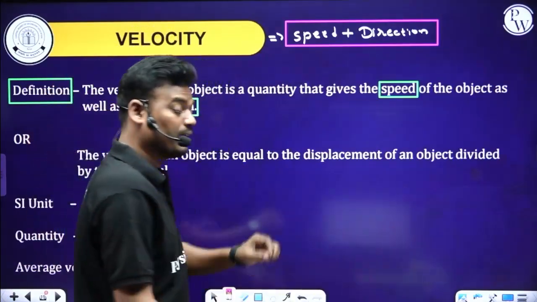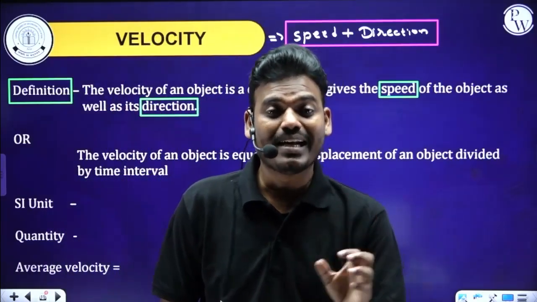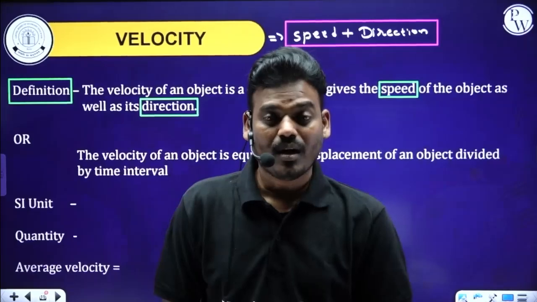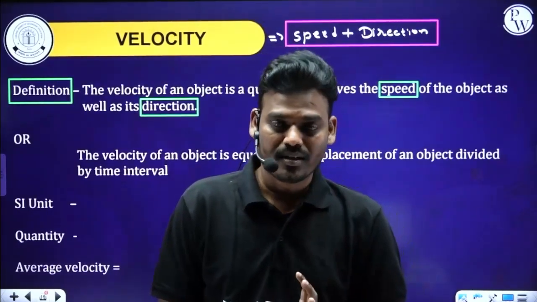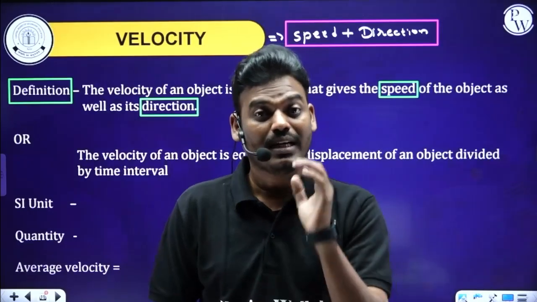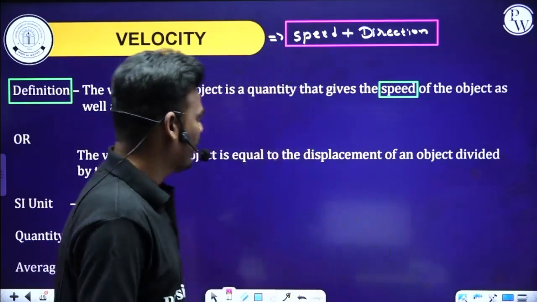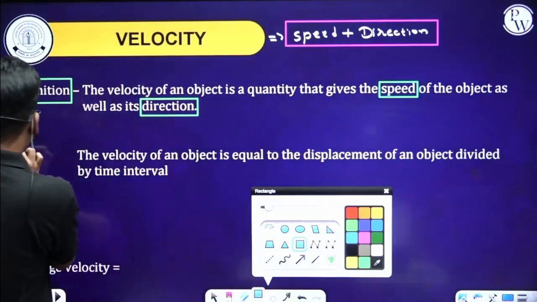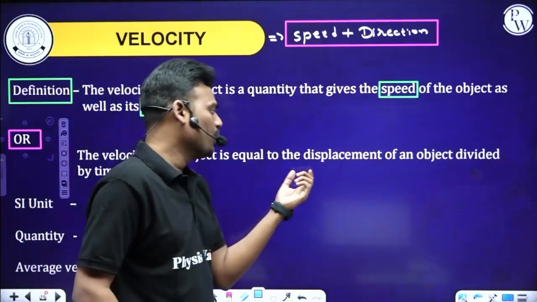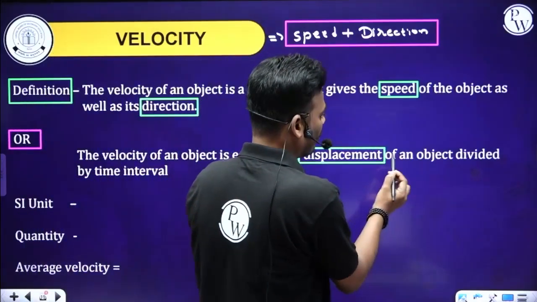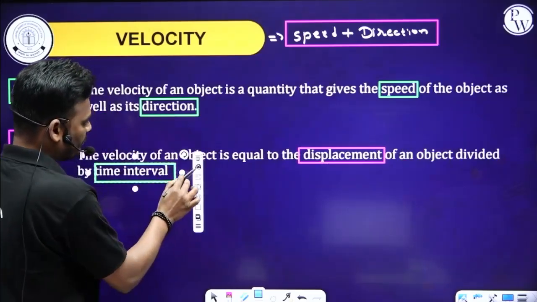Okay. Now, so this is the simplest definition of velocity. Or else if you want even simplest definition, you can go ahead with the rate of change of a displacement. Or else displacement divided by time taken by the body. Simplest definition, displacement divided by time taken by the body in the journey. That's all. Okay. And a second most simplest definition, that is the velocity of an object is equal to the displacement of an object divided by time interval.